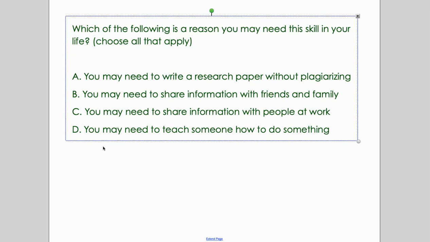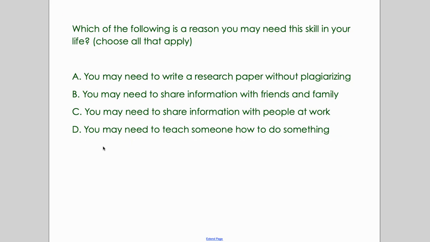Which of the following is a reason that you may need this skill in your life? Choose all that apply, so it's possible that there's more than one correct answer. A, you may need to write a research paper without plagiarizing. B, you may need to share information with friends and family. C, you may need to share information with people at work. Or D, you may need to teach someone how to do something.